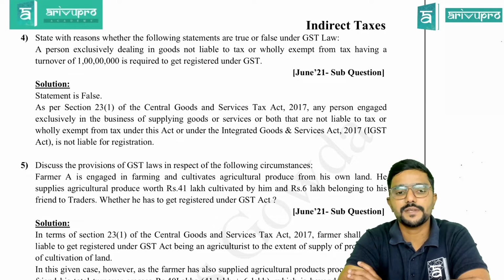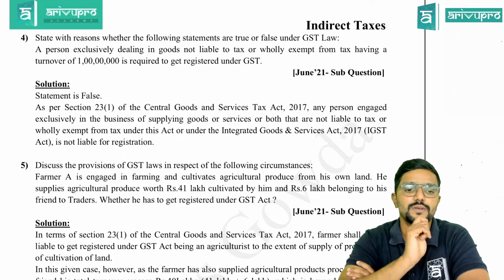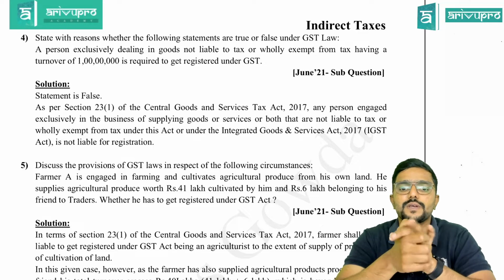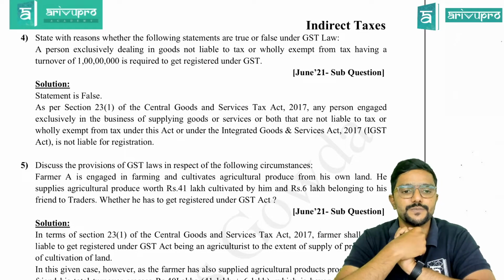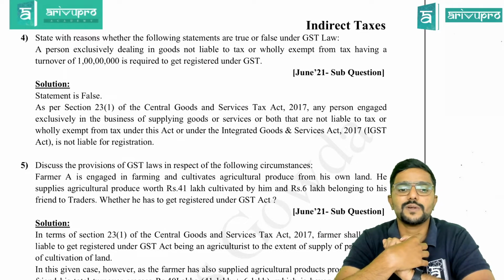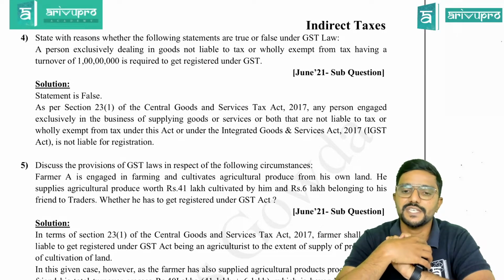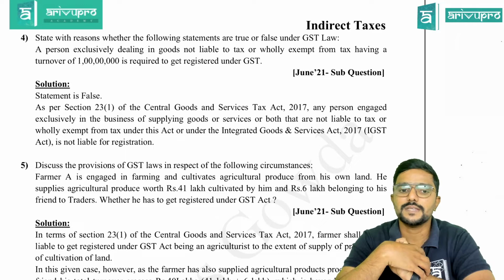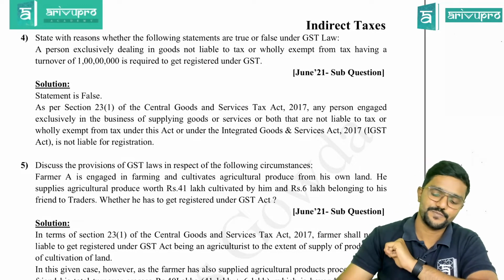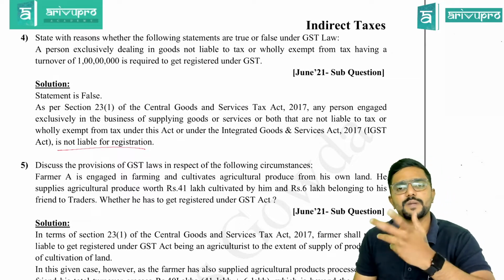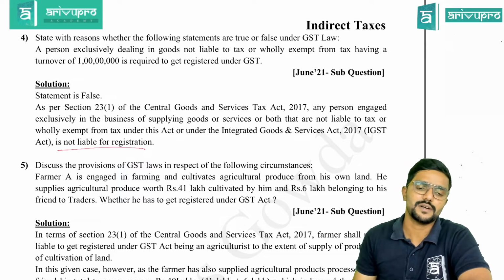As per section 23 subsection 1 of CGST Act, any person engaged exclusively, means only that, in the business of supplying goods or services or both that are not liable to tax or wholly exempt from tax under this Act or under the IGST Act 2017, is not liable for registration. Is not liable for registration irrespective of his turnover. You can mention that point also, irrespective of his turnover.